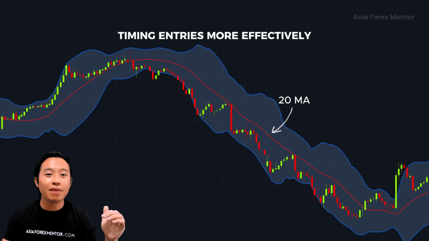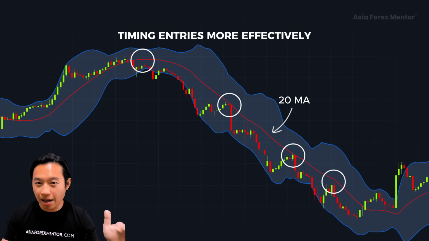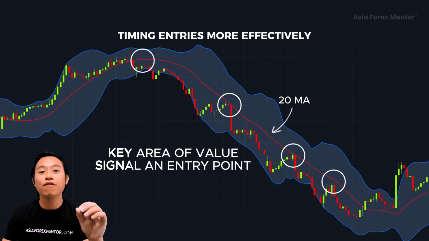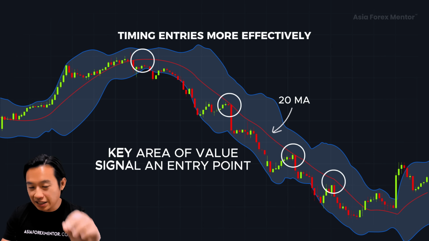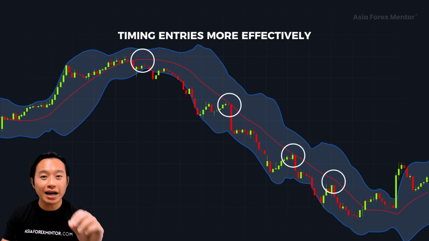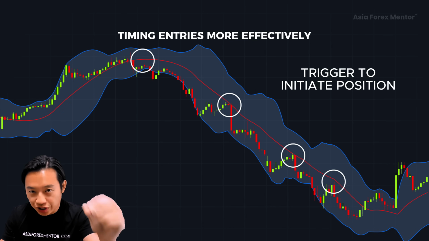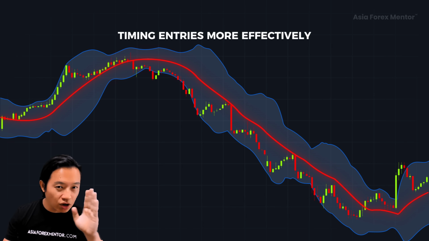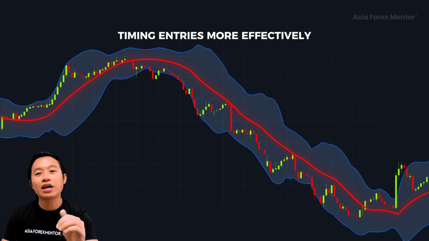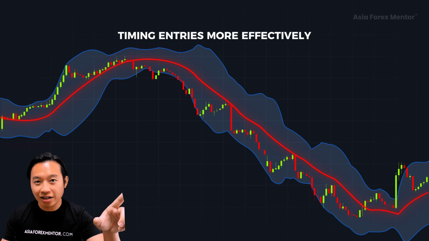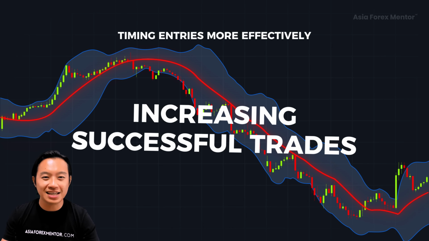When the market retraces towards this 20 MA, this presents a key area of value that could signal an entry point. This is where you might look for a trading trigger to initiate your position. By focusing on the moving average, you can better time your entries and align them with the overall trend, increasing the likelihood of successful trades.